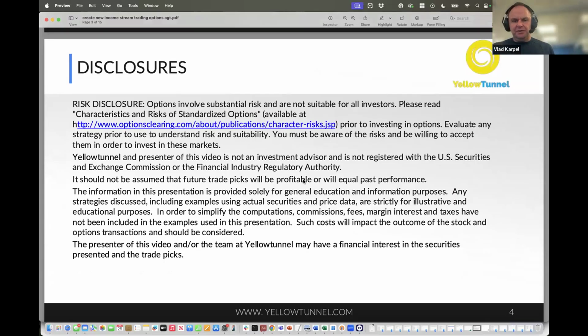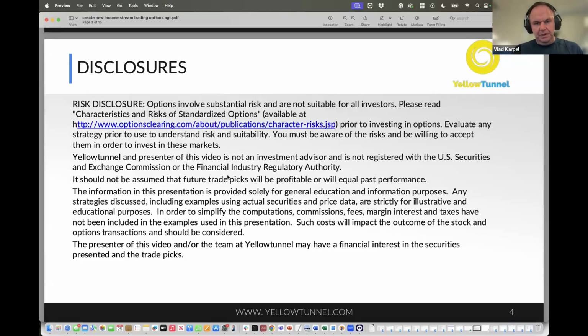Disclosures: I'm going to go through specific trade setups and trade ideas. So it's important to understand, especially if you never traded options or if this is the first time you see these disclosures, it's very important to understand the risk and suitability associated with trading stock or options. I encourage you to visit this link on my screen, optionsclearing.com, at some point and read over the disclosures so you can understand the risks that are involved.